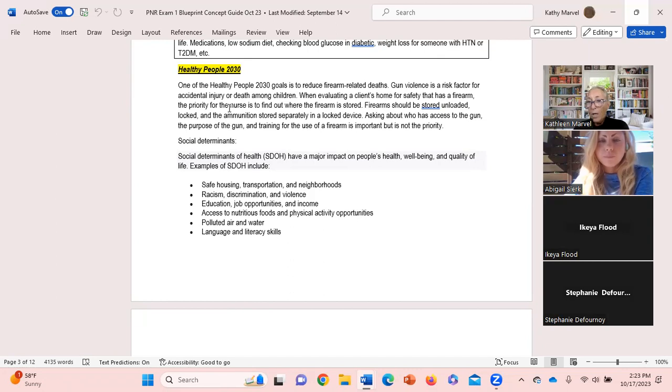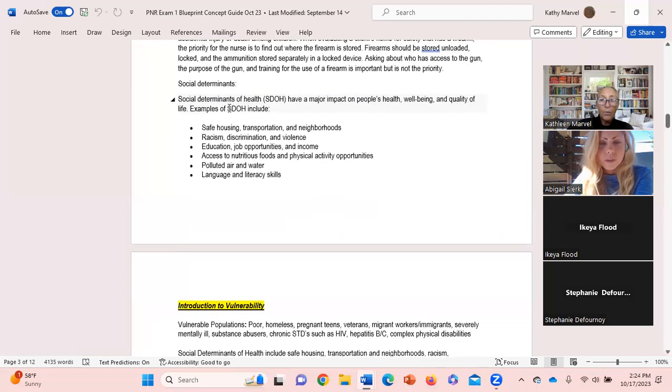Priority. Okay, if you walk into a home and you ask, do you have a firearm or not? And the answer is no, fine. If it's yes, you need to see where that firearm is stored, right? And you need to make sure that firearm is unloaded and locked. This is a Healthy People 2030 initiative to reduce firearm related deaths. How do we go about that in the community setting? Number 1, find out if they have a firearm, find out if it's stored, and then find out if it's stored properly.